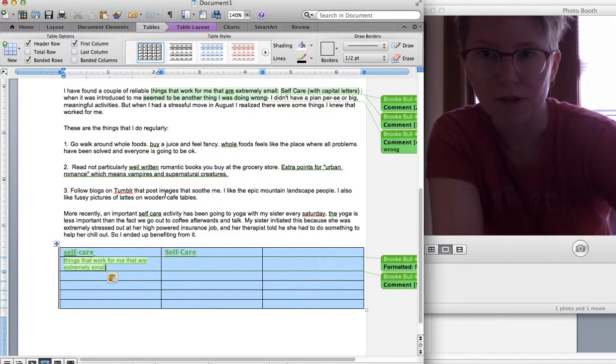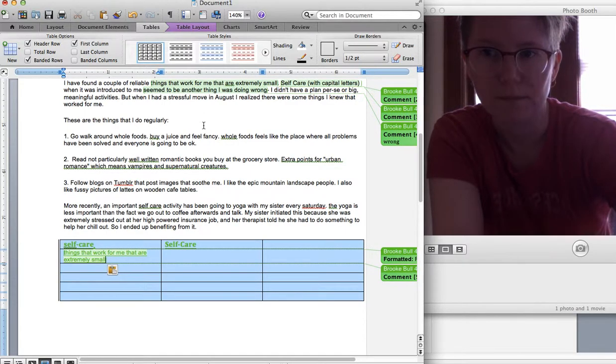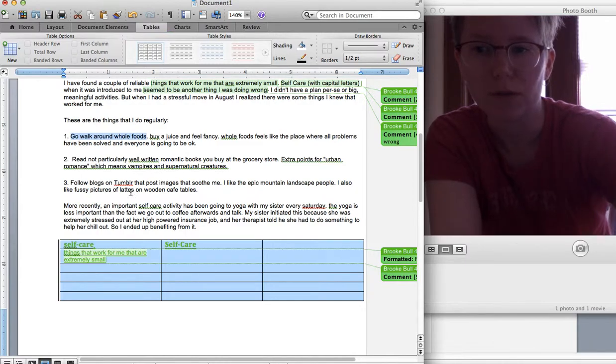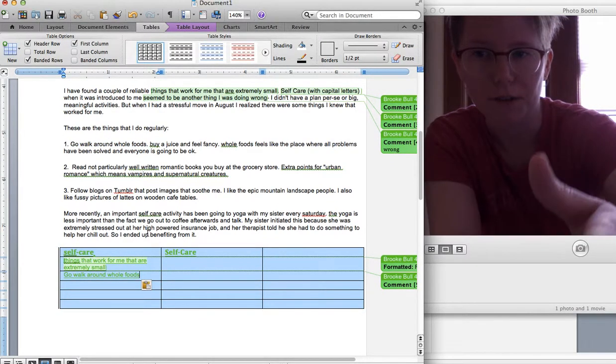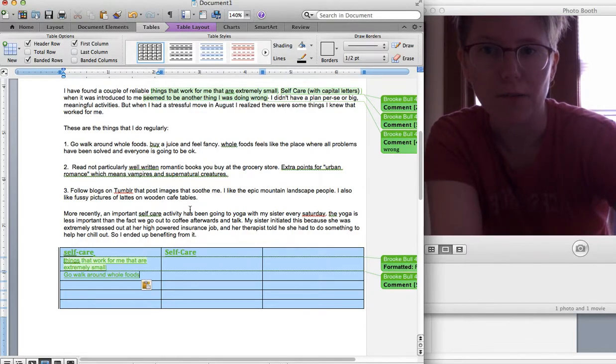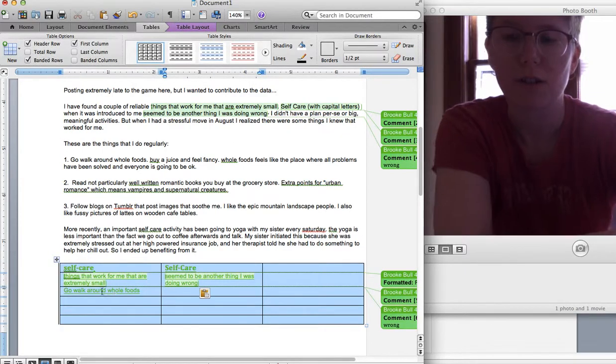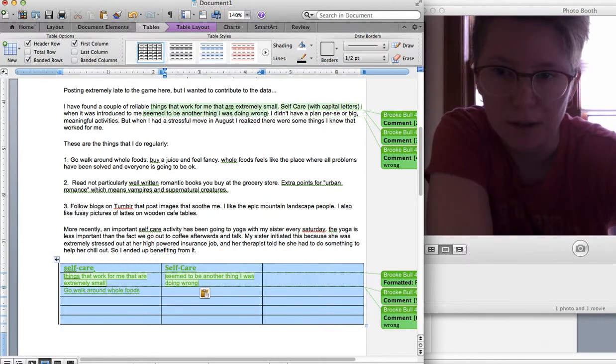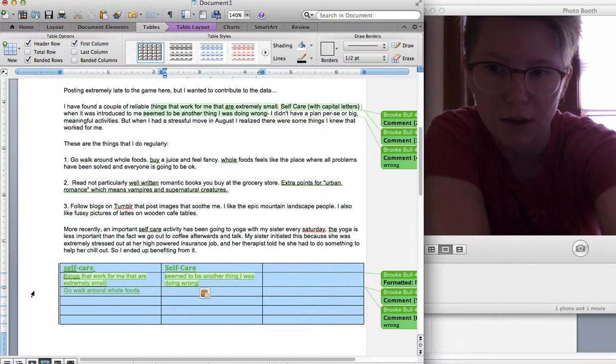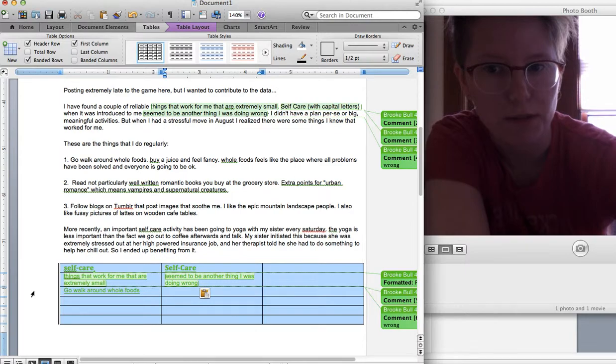Things that work for me are extremely small. And then I would say maybe I go walk around Whole Foods. You see where I'm going with this. Self-care with a big S was different, right? Seemed another thing I could be doing wrong. So that's going to go over here. So I'm moving really quickly, but I'm starting to build these axial codes where things are nested within categories.